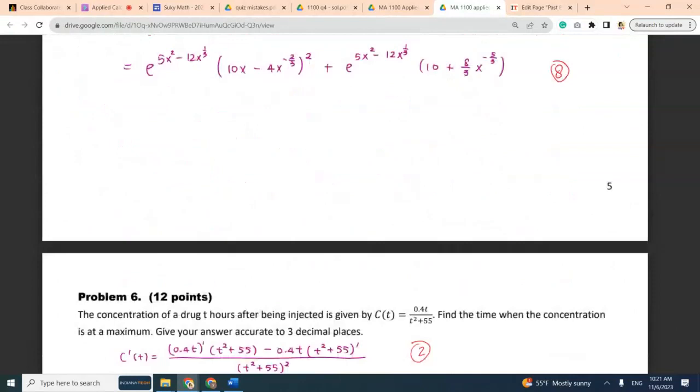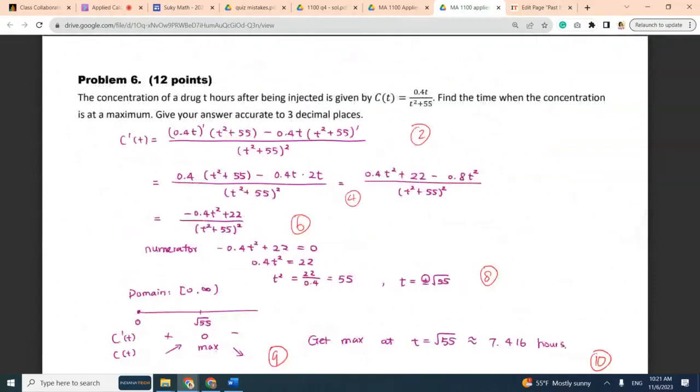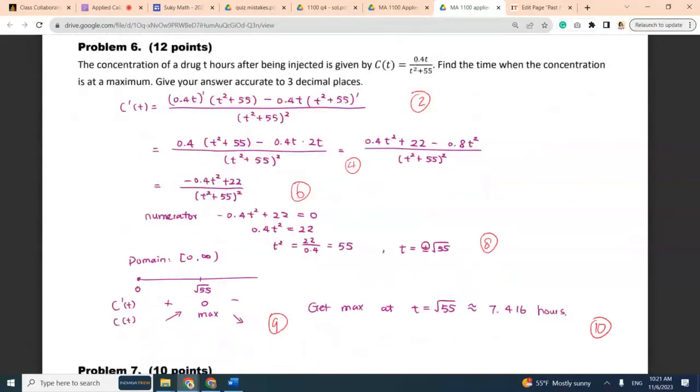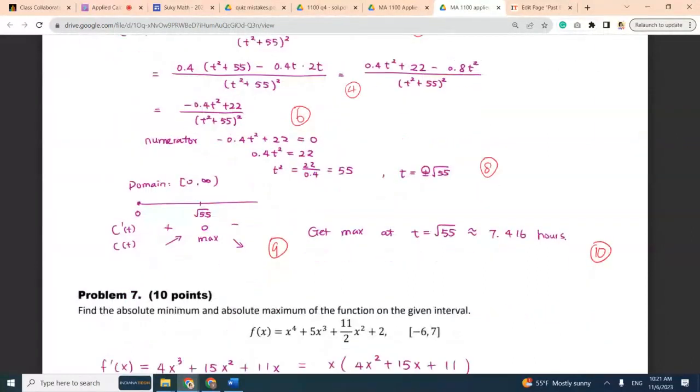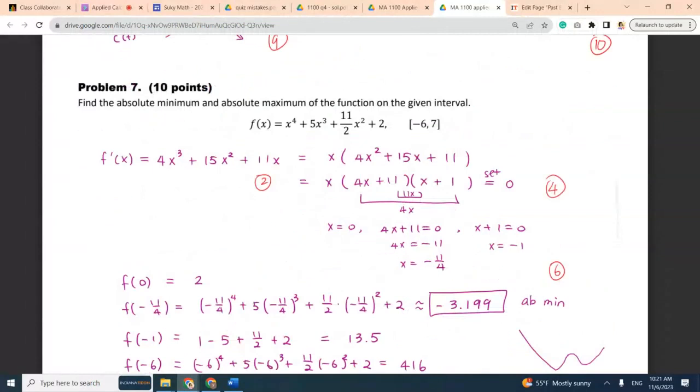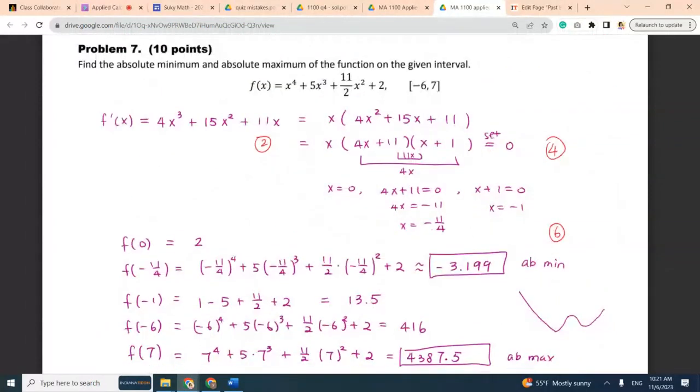And this one, oh, okay. Find the time when the concentration is maximum. So this is a function, find the maximum. You also take the derivative, and then find the critical point, find the domain, and draw the table to find the maximum, right? Okay.